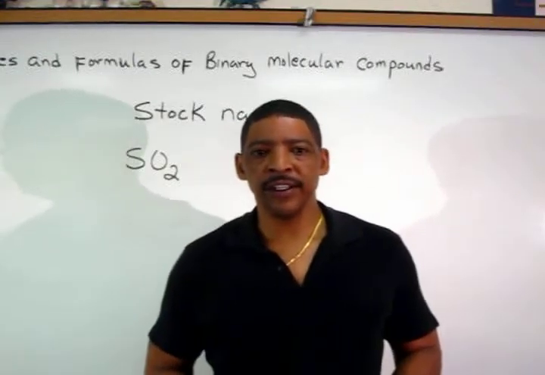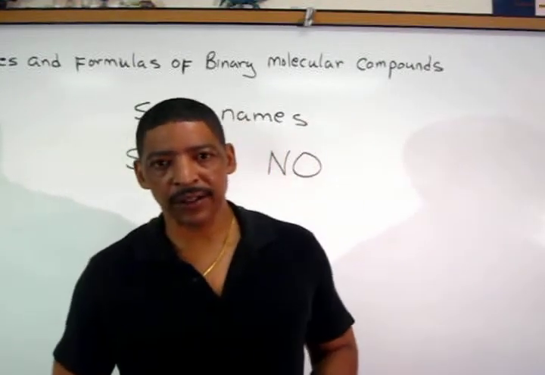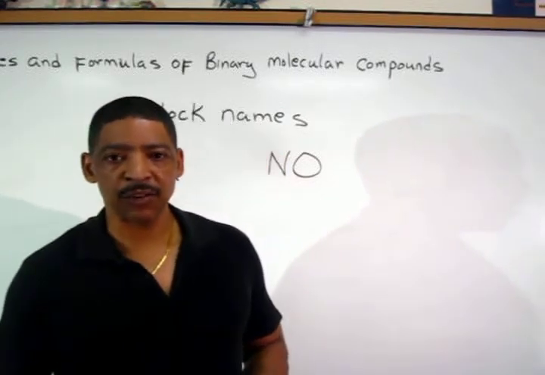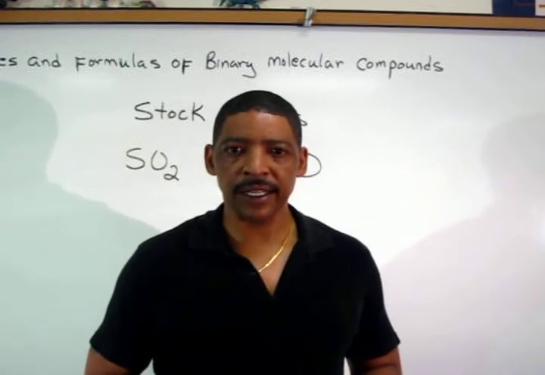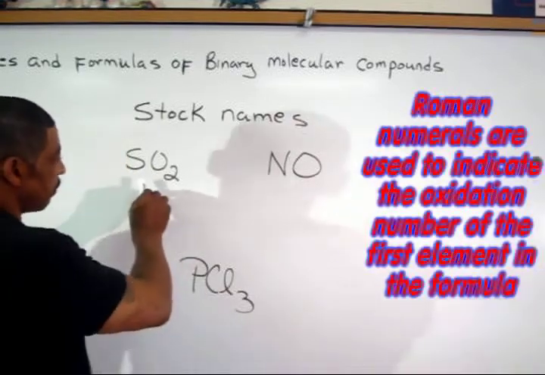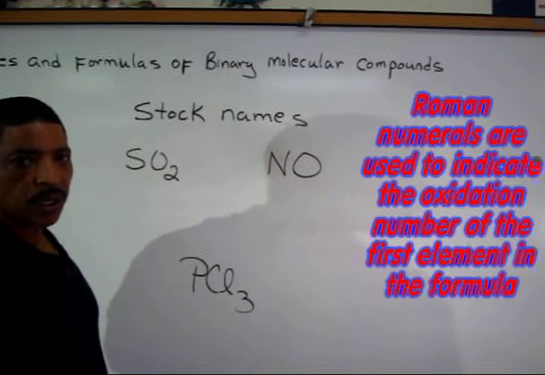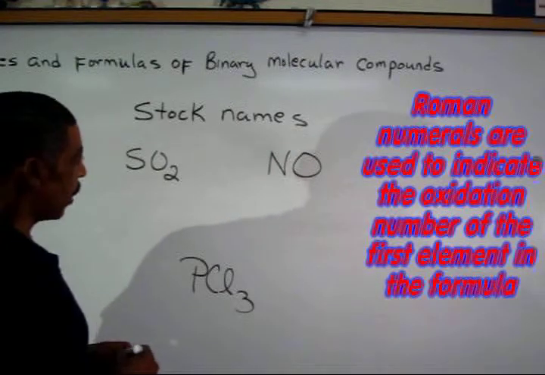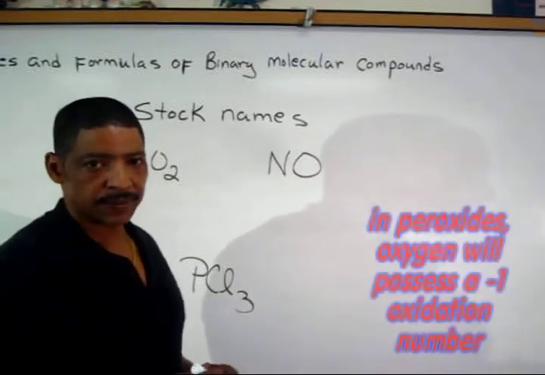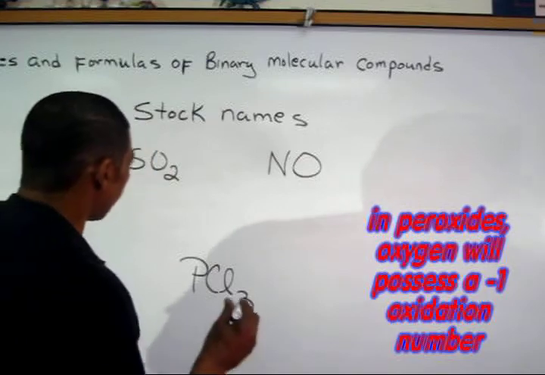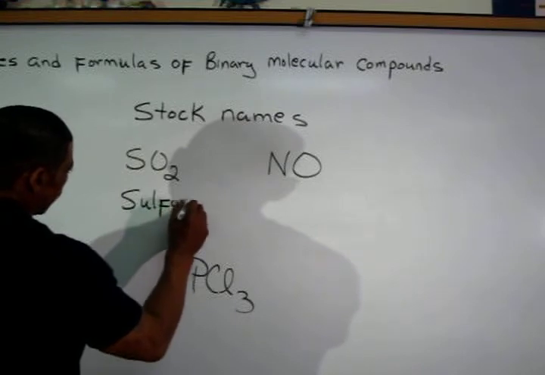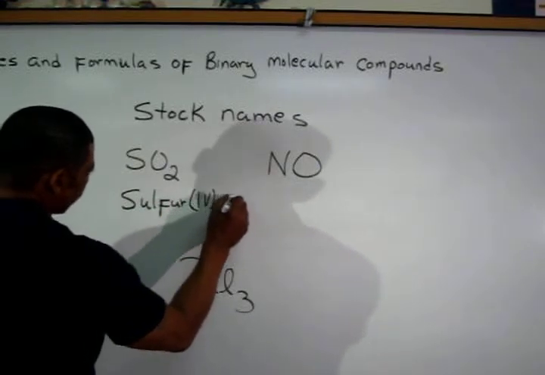In addition to using the traditional method in naming binary molecular compounds by using prefixes, binary molecular compounds may also be written with a stock name. For example, this binary molecular compound contains 1 sulfur and 2 oxygens, where oxygen is known to possess a -2 oxidation state. The name of this compound will be sulfur 4 oxide.